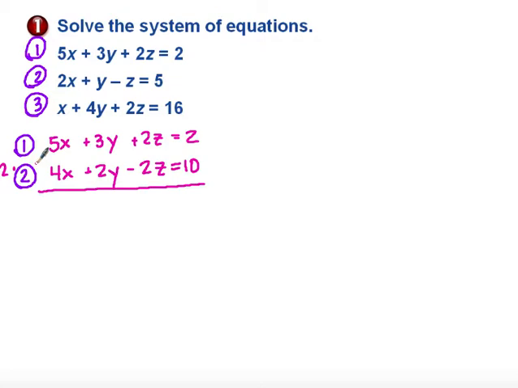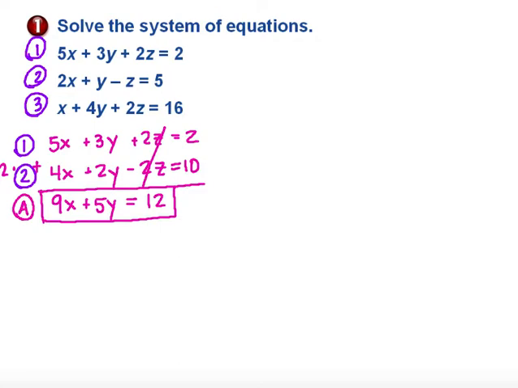So when I do a quick addition, I get 9x plus 5y. My z's cancel to give me a total of 12. Now I am going to put this equation here on pause, but I'm going to give it a letter just so I keep everything organized, and I'm going to call this equation A because I built that one.